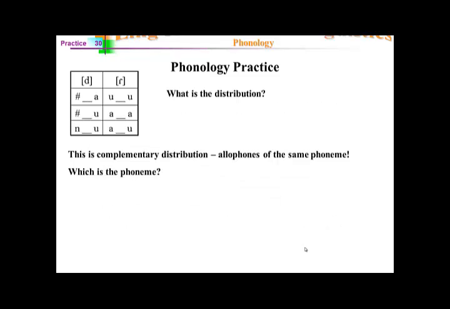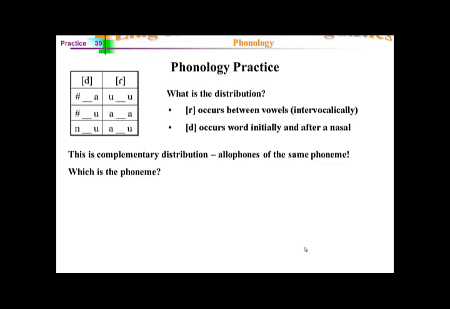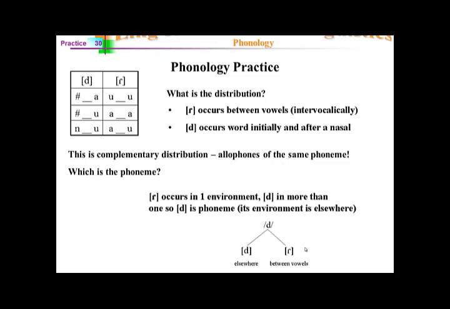Here it is. There are only 3 environments for each sound, but when you look at them, you can see that one environment can be summed up in one nice, neat phrase, between 2 vowels. And the other one can only be described with 2 qualifiers, either at the beginning of a word or right after a nasal. This would be an elsewhere condition, and just like we said before, this is good evidence of complementary distribution and an allophonic relationship. Which sound is the underlying phoneme? The one that has the elsewhere condition, in this case, d. And there you have it.